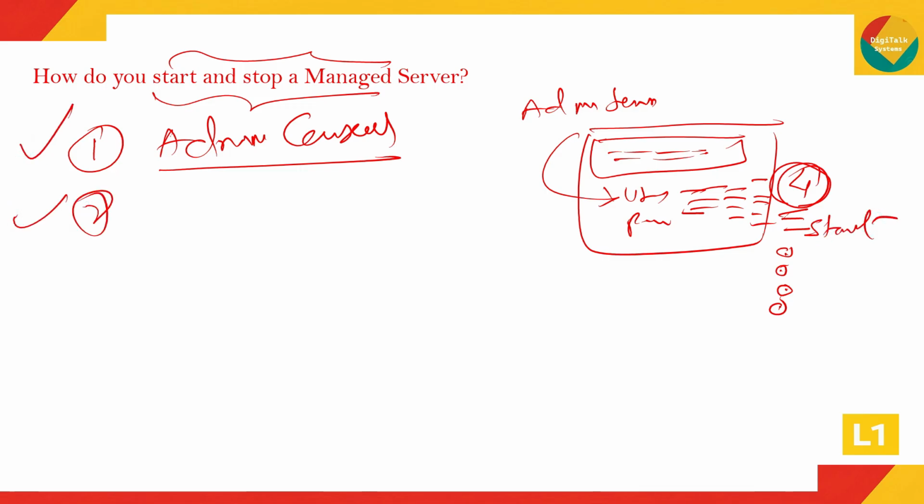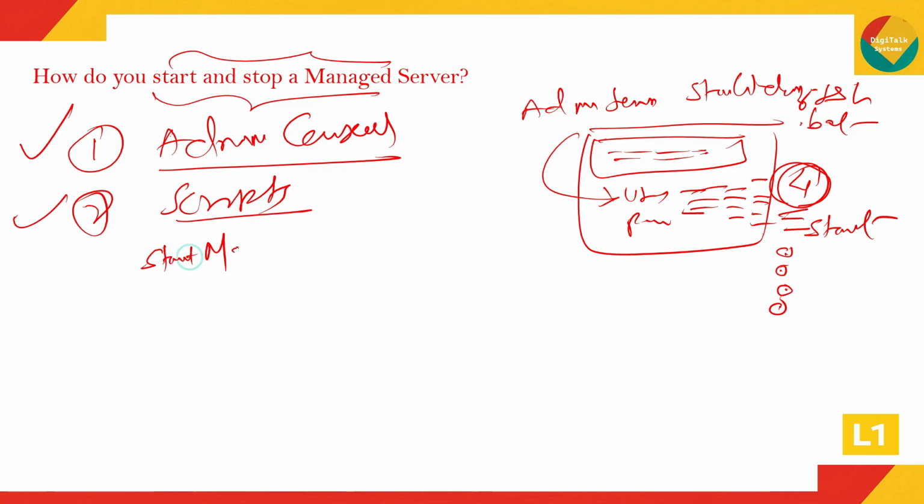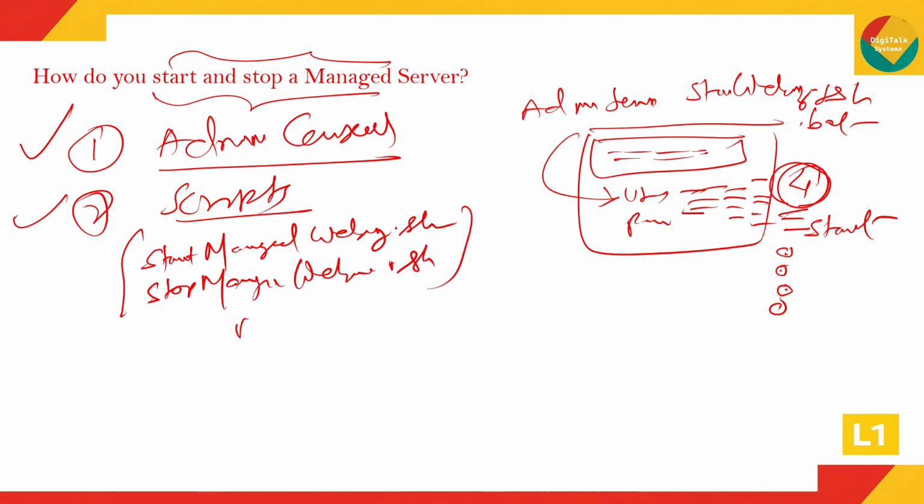Second option, you can start using the scripts as well. Just like we have seen for the admin server, we have a startWebLogic.sh. If you are on Windows, then it will be .bat. Similarly, to stop your managed servers, we have scripts called startManagedWebLogic.sh and stopManagedWebLogic.sh. This script again will be inside your domain and bin folder.